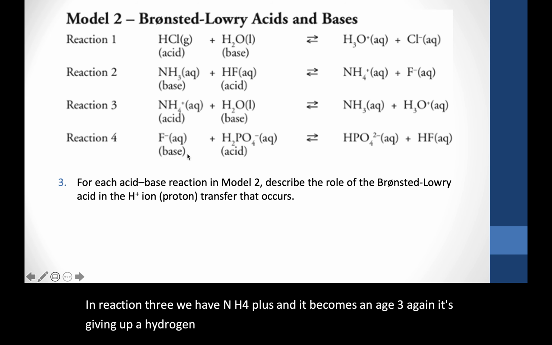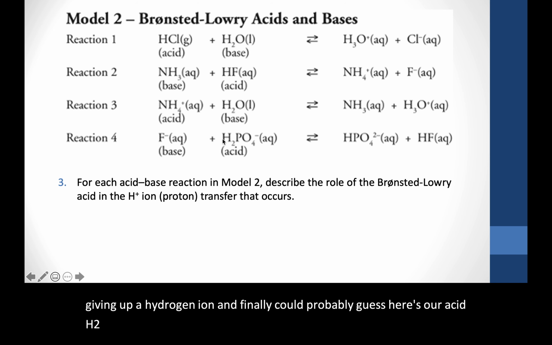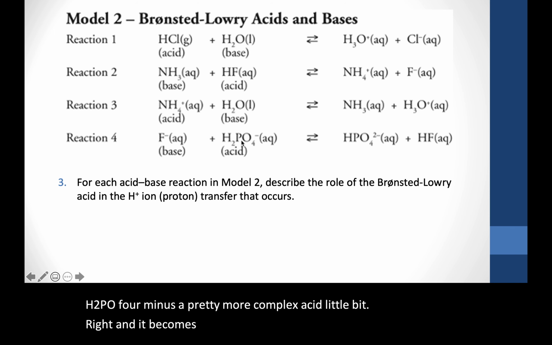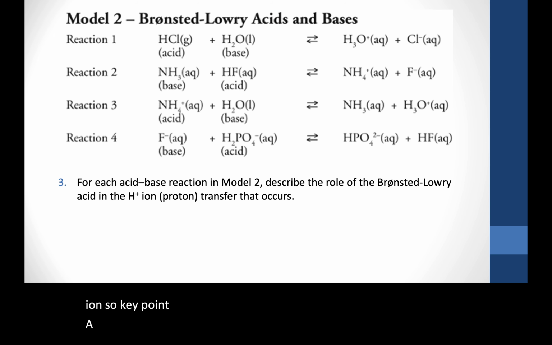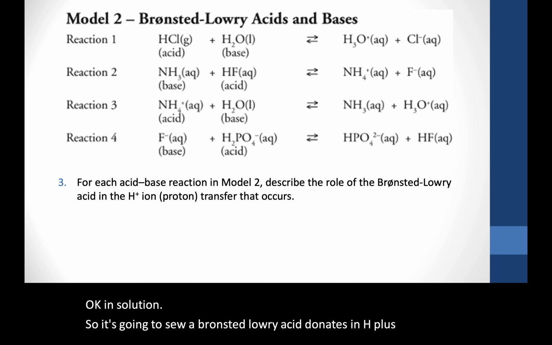And finally, you could probably guess, here's our acid, H2PO4 minus, a little bit more complex, and it becomes HPO4. So this also, the acid is giving up a hydrogen ion. So key point: a Bronsted-Lowry acid donates an H plus ion, or a hydrogen ion, in solution. That's key. Pause and write it down.